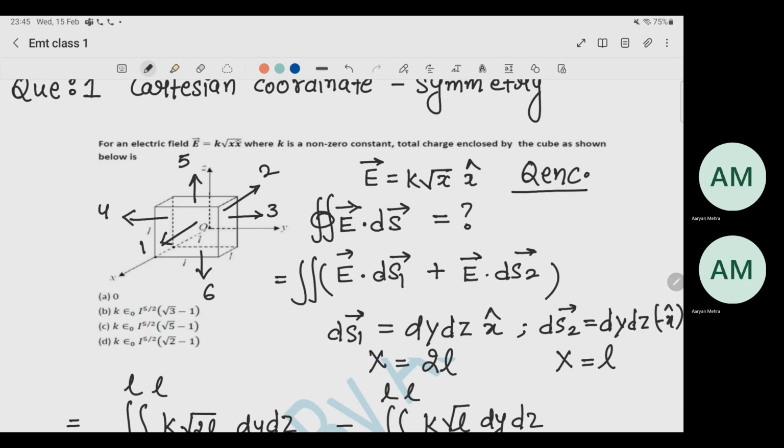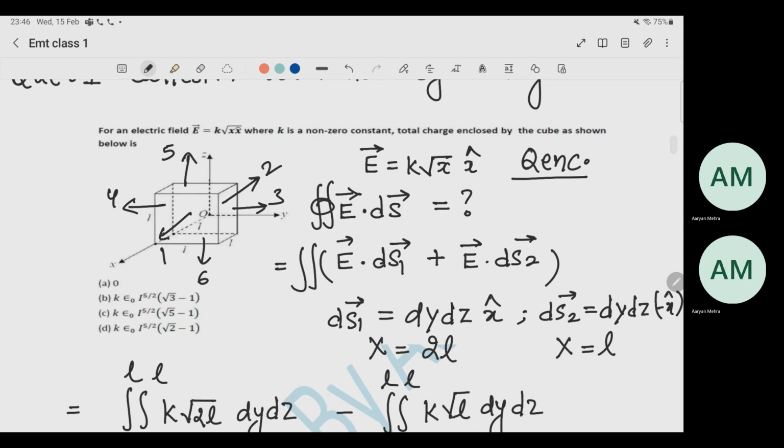Now dS is an area element on the surfaces. Let me remove this and draw it again. Now how many surfaces do you see in this object? Two surfaces you see are in the x direction. One surface is this, let's call this one, and one is on the back side, let's call that two. Two surfaces are along the y cap, so let's call this 3 and this 4. And two surfaces are along the z cap, so let's mention this as 6 and this as 5.